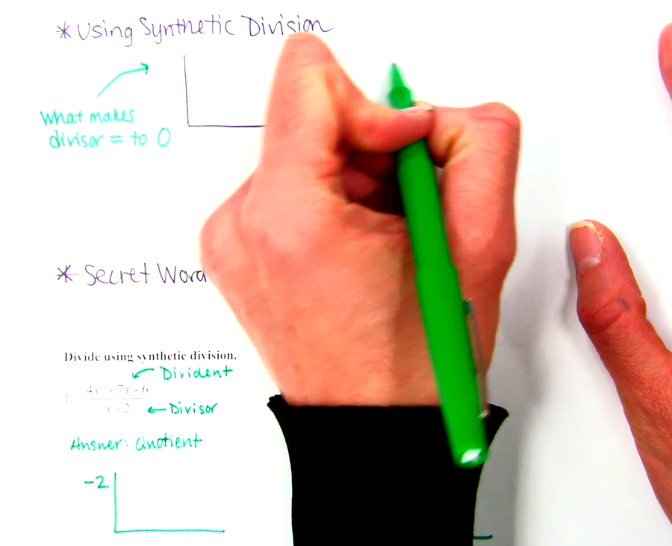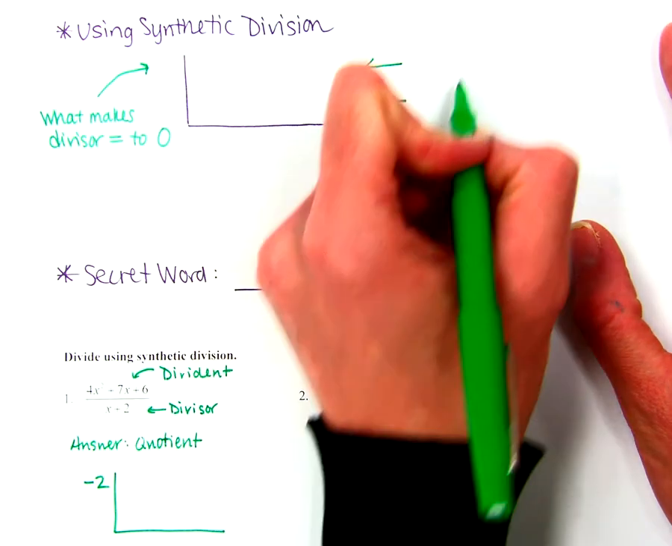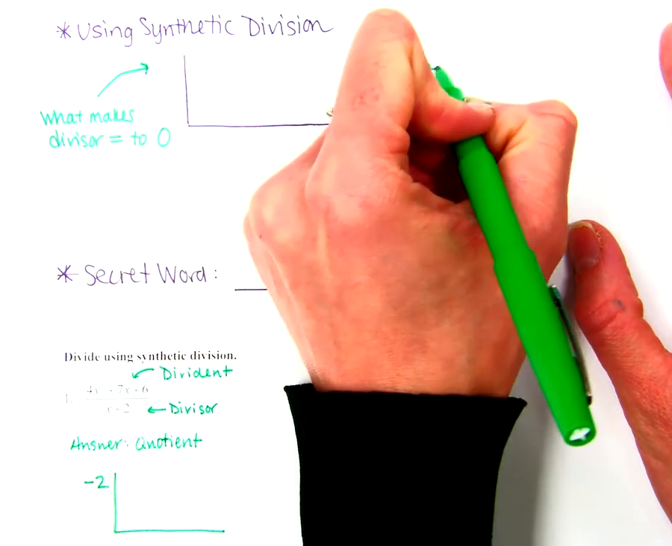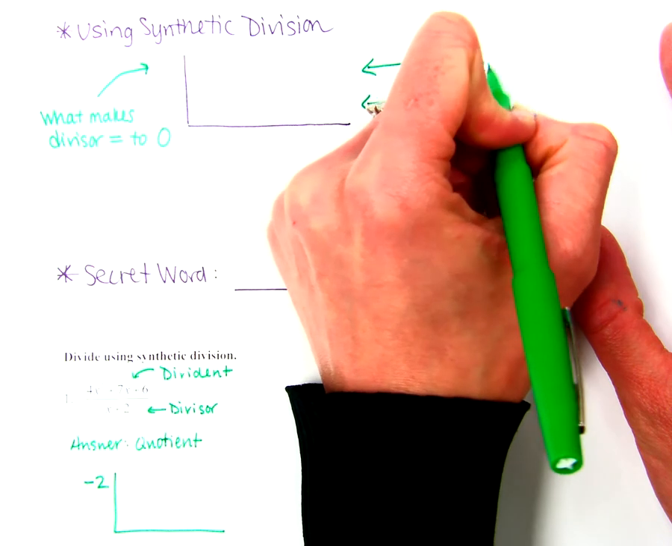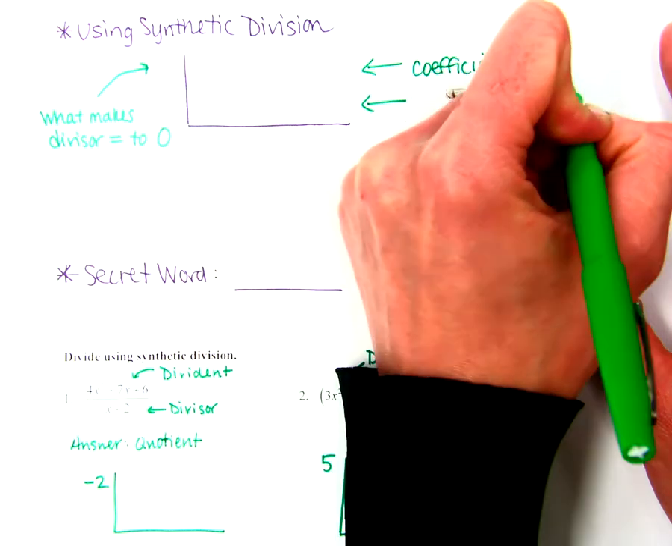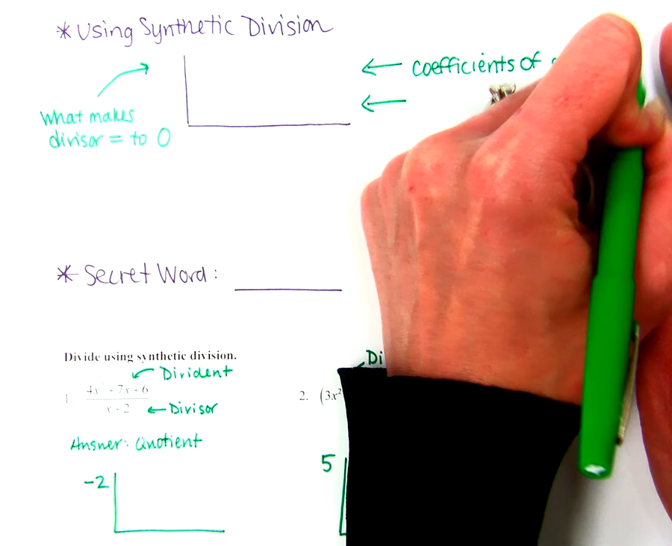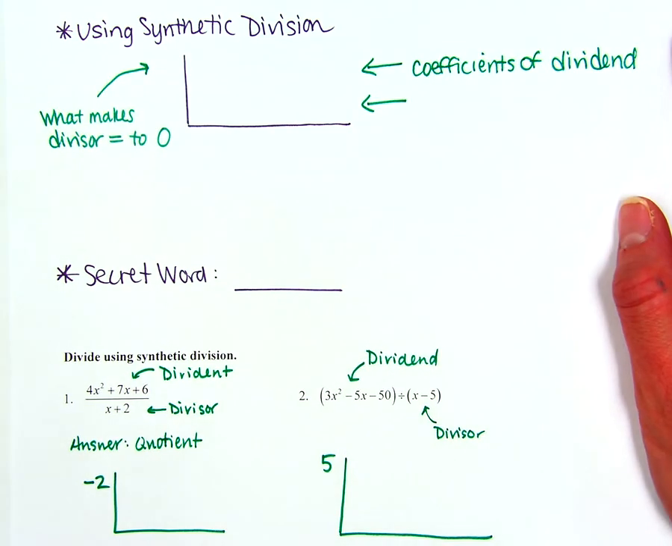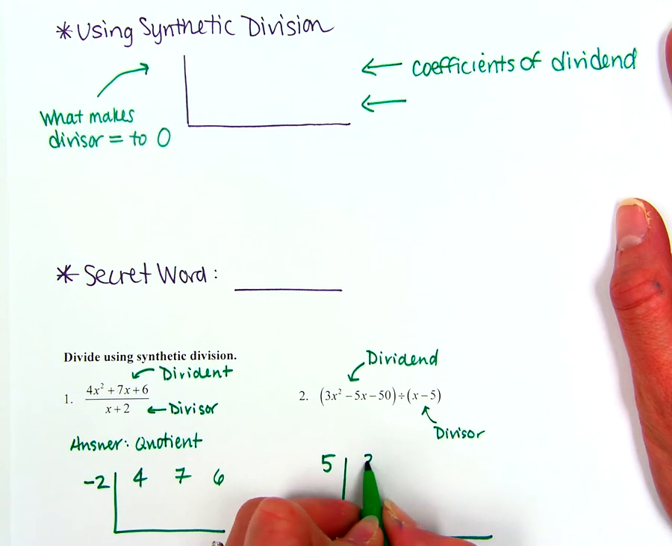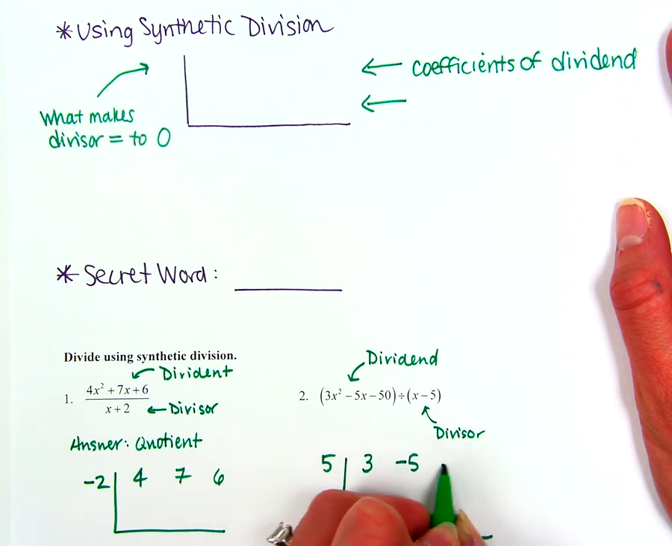And then you're going to have 2 rows of numbers here. So this is all of the coefficients of my dividend, or in other words, what you're dividing. Okay, so if you look at your dividend, it's 4x squared plus 7x plus 6. Well, my coefficients are all of my non-variables. So 4, 7, and 6. Okay, if I set up this one, I have 3, negative 5, and negative 50.